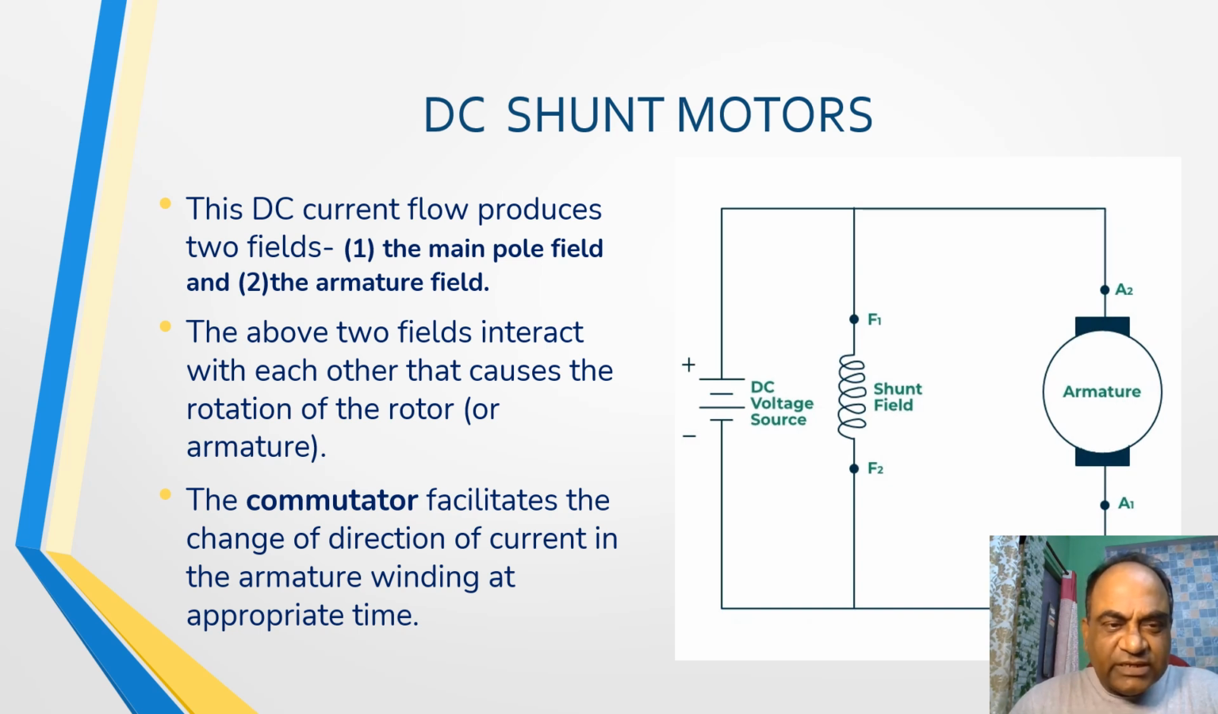The above two fields interact with each other and cause the rotation of the rotor or armature. The commutator facilitates the change of the direction of current in the armature winding at the appropriate time. So this is the setup in which you can see you have got the DC source and a shunt field connected in parallel with the armature. This is the armature and these two are brushes resting on the commutator.